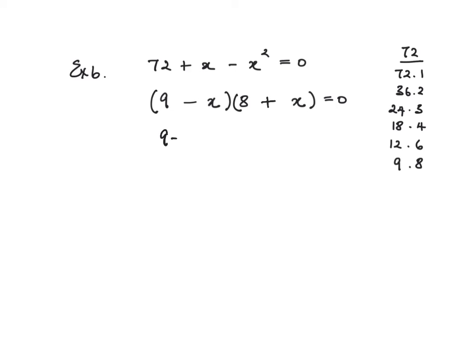So 9 minus x equals 0. 8 plus x equals 0. Now what I'm going to do is to add an x here. Nine equals x, or x equals 9. And subtract 8.